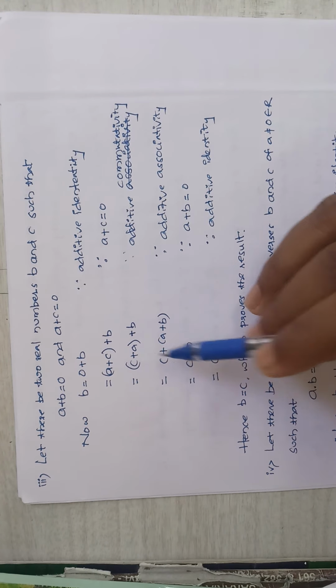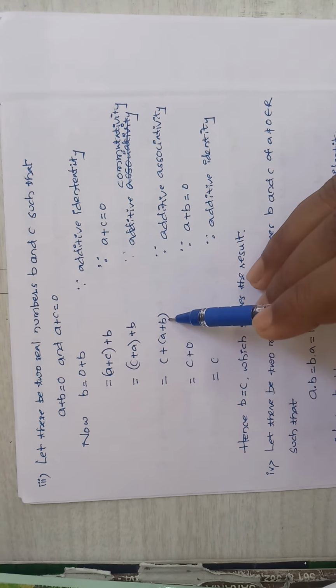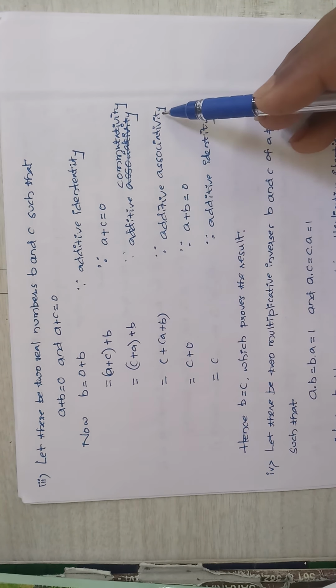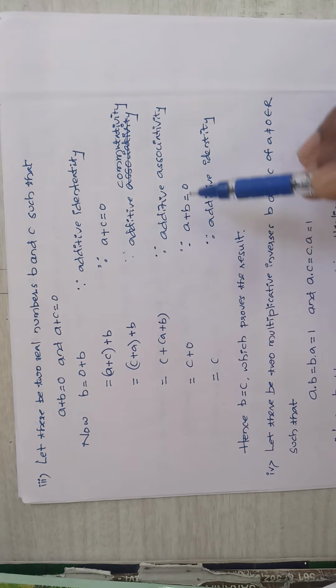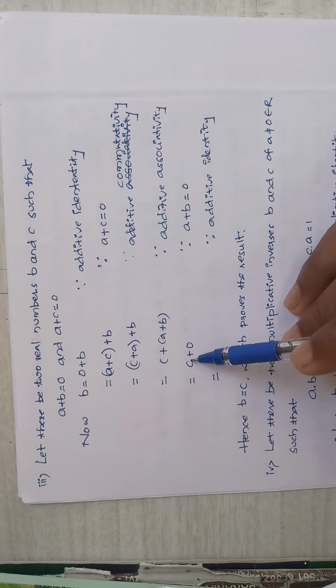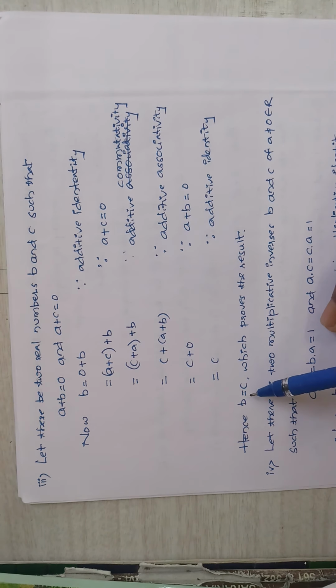So this is equal to C plus A plus B, using the associative law, because of additive associativity. A plus B is what? 0. Because A plus B is equal to 0, I am writing this as C plus 0. Because of additive identity, it will become C. Hence, B is equal to C, which proves the result, that the additive inverse is unique under R.